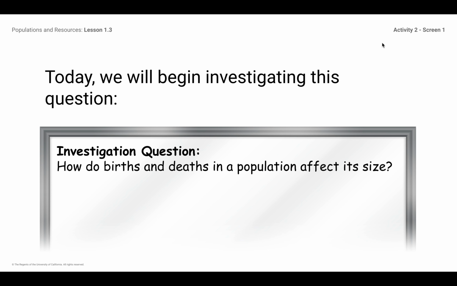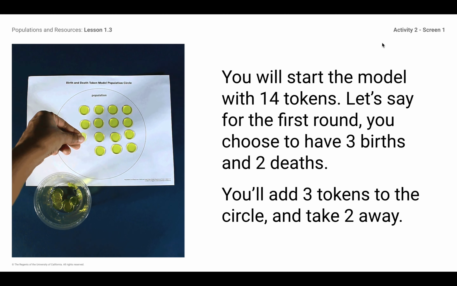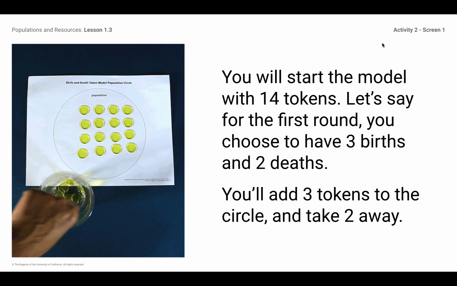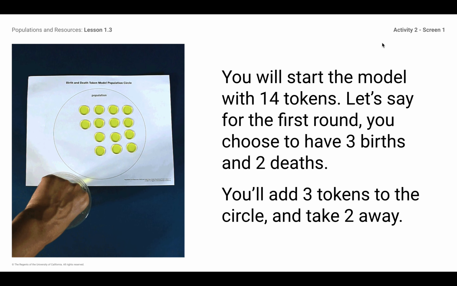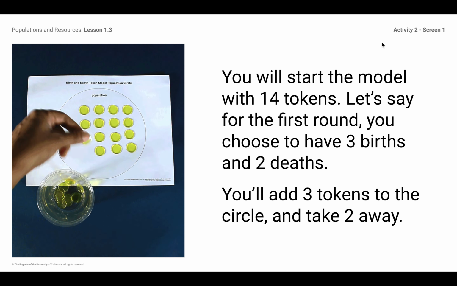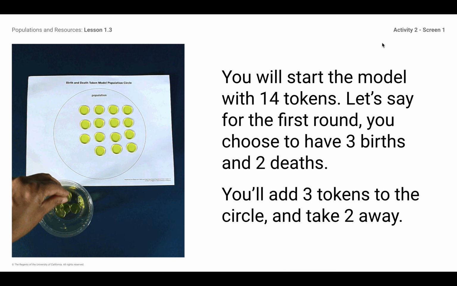We know key concept number 1 said in a population there are always births and there are always deaths. So how does that affect a population size? What we did is I had the kids start with 14 yellow colored tokens, and they put them inside this little circle. As they decided over a period of time that there was going to be deaths and births, if there was a death, they would remove the token, and if there was a birth, they would put the tokens back in.